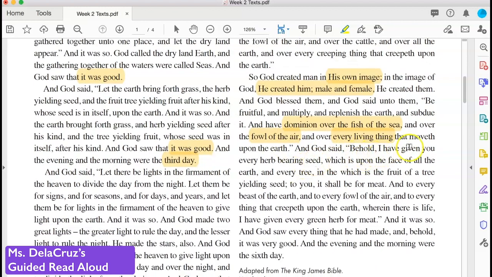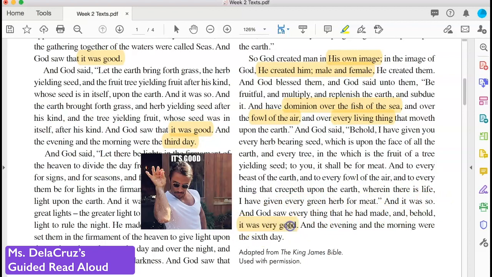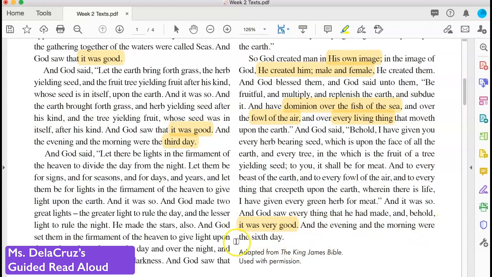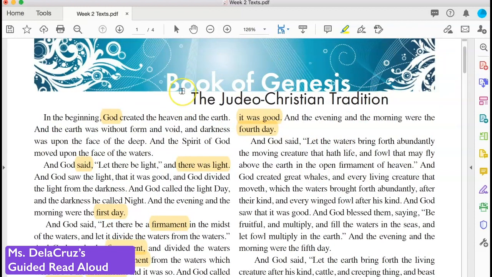And God said, "Behold, I have given you every herb-bearing seed, which is upon the face of all the earth, and every tree, and which is the fruit of a tree yielding seed. To you it shall be for meat, and to every beast of the earth, and to every fowl of the air, and to everything that creepeth upon the earth, wherein there is life. I have given every green herb for meat." And it was so. And God saw everything that he made, and behold, it was very good. And the evening and the morning were the sixth day. And this concludes the reading of the book of Genesis, our Judeo-Christian creation myth.